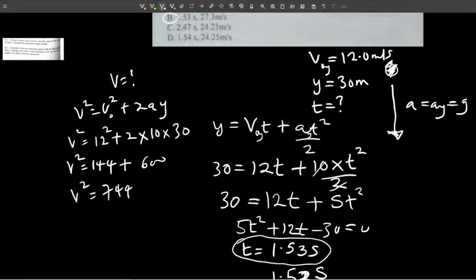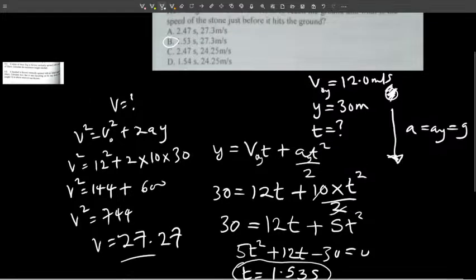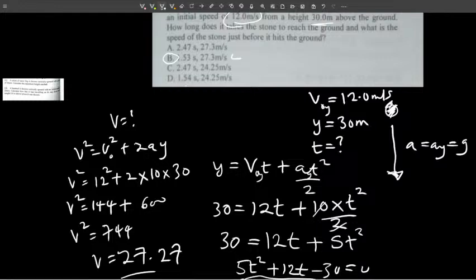So take the square root of both sides. The square root of 744 is 27.27, that's 27.3. That affirms that B is the answer.